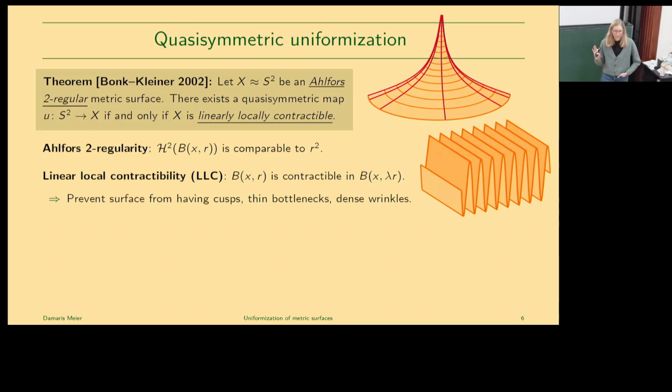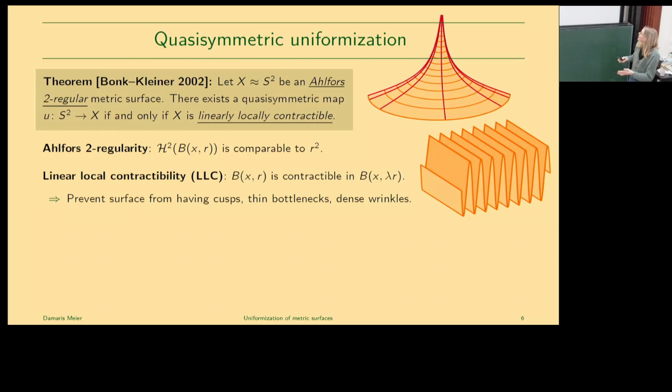Just to recall, Ahlfors 2-regular means that the Hausdorff 2-measure of a ball of radius r is comparable to r squared. And linear local contractibility is a condition that tells us that a ball around a point of radius r is contractible in the ball around the same point of radius lambda times r, for some fixed lambda.